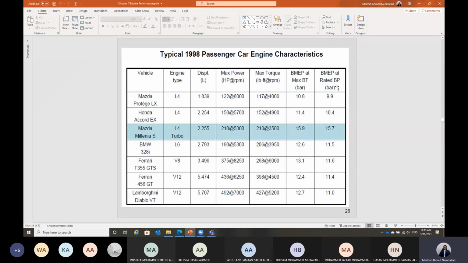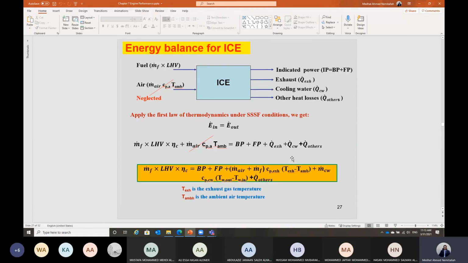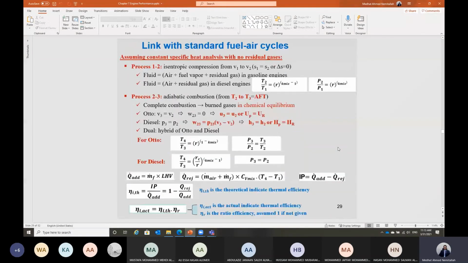All of these specs, guys, should be given for the different cars, by which we can compare which car, or which engine, is much better than the other engine. Okay, here, guys, is engine balance. I don't think we have time to go through that. So let's leave this to the next time, inshallah, and we'll try to solve some problems, inshallah.